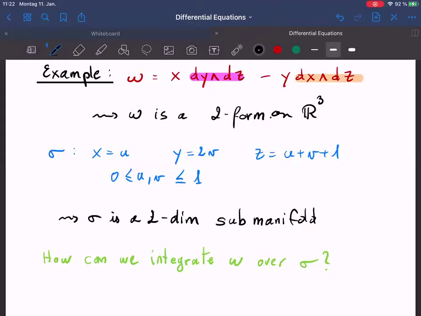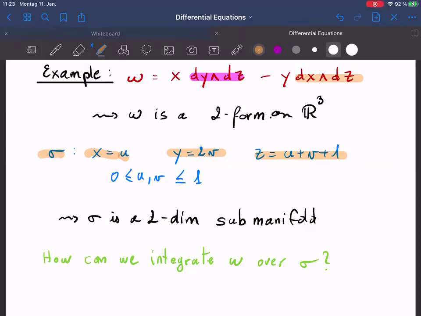So now I want to integrate it over something. It has two differentials, so I want to integrate it over a two-dimensional space. Let's call it two-dimensional space sigma. And let me just choose some kind of region in the hyperplane. So I take a hyperplane, which is given by these three equations, where u and v vary between 0 and 1. This gives me some kind of parallelogram. So I want to integrate omega over this parallelogram. How can I do that?